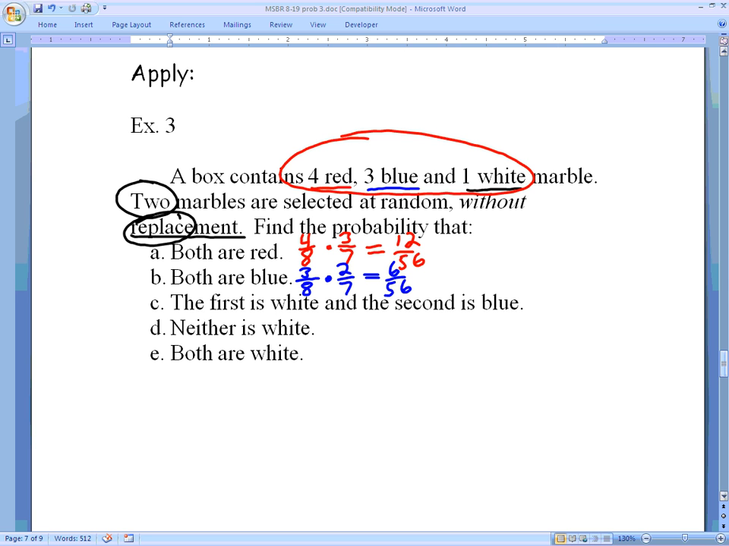Next, we go to part C. The first one is white, and the second one is blue. So we start off. How many white ones were there? Well, we had 1 white. So 1 out of the 8 marbles were white.